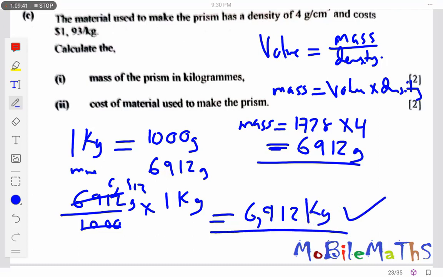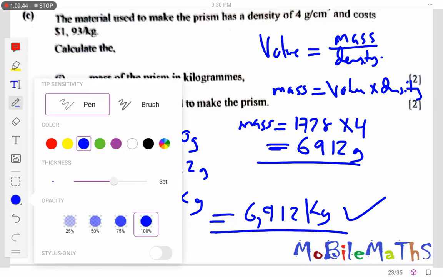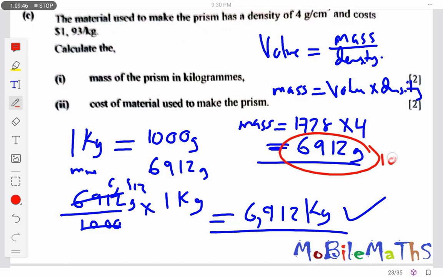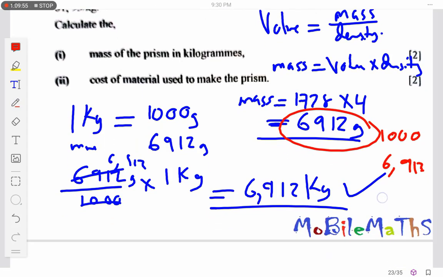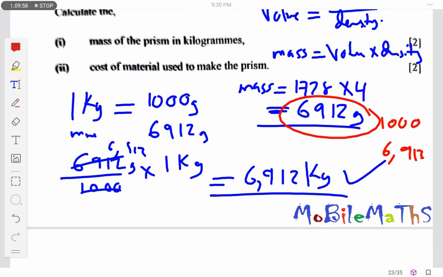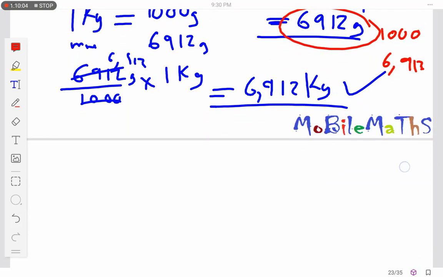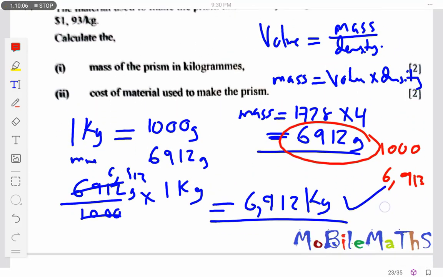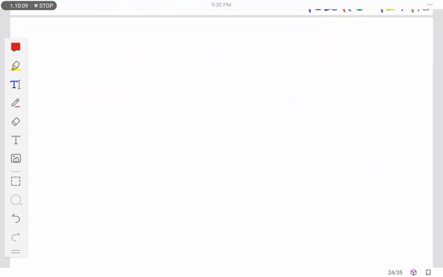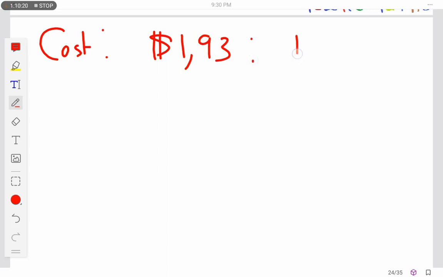Okay, fine. Or else you can just divide straight from this point here by 1000. Then you get yourself 6.912. Okay, fine. Then the next part is saying the cost of material used to make the prism. Cost is going to be, we were given the cost is $1.93 per kg. So you can say cost here, if we say $1.93 is equivalent to 1 kg.